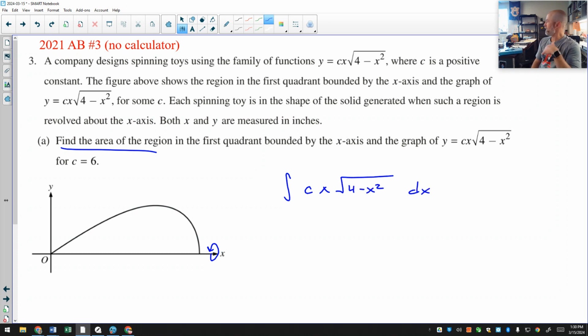Right? And then they were very nice. How were they so nice? They tell you that C is 6. One of the scary things about this problem is that unknown constant. They take away that scary part in question A.